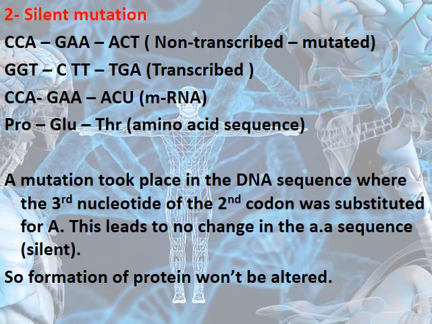Silent mutation, as we said, leads to the same amino acid sequence, where the third nucleotide of the second codon was substituted for A. So this leads to no change in the sequence of the amino acids. So this is called a silent mutation, and the formation of the protein won't be altered.